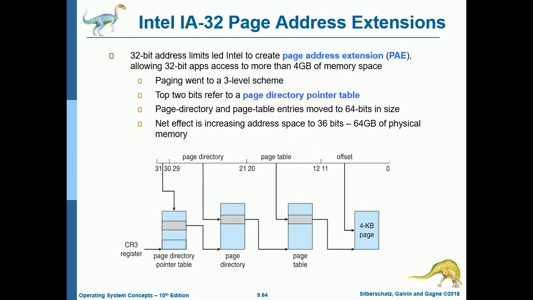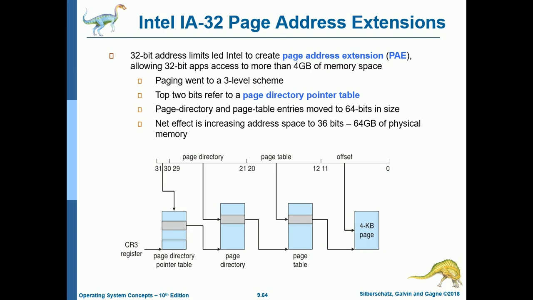So next we have the Intel IA-32 page address extension. The 32-bit address limits led Intel to create the page address extension, or PAE, allowing 32-bit apps access to more than 4 gigabytes of memory space, because with 32 bits, it can only access 4 gigabytes of memory space. But because of page address extension, it increases that limit so that it can access more than 4 gigabytes of memory space. So paging went to a 3-level scheme.